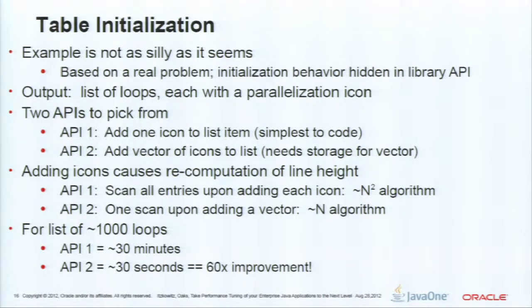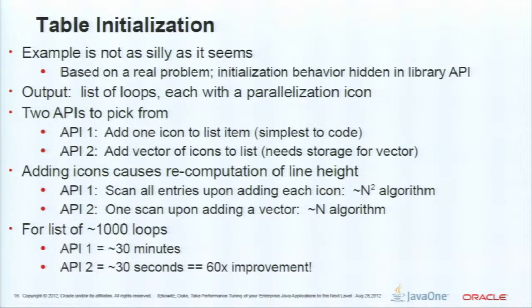There were two APIs I could pick to use. One added an icon to an entry in a table. The other relied on the user to build a vector of icons and then add all the icons to the table at once. It turns out that adding the icons causes a recompute of the height, because the icon might be taller than the text in the line, and you have to adjust it so that all the lines are the same height. So if you add the icons one at a time, it will scan it to find out the height of the whole list.